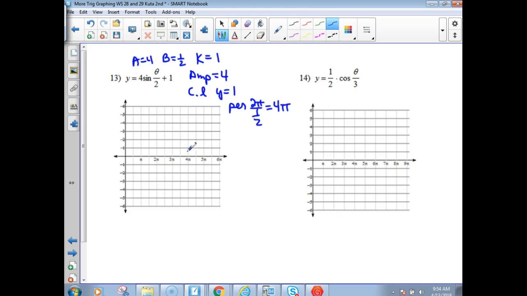So this would be where one cycle ends. I'm just marking it off so you can see. The center line is at 1. The amplitude is 4, so I'm going to have to go up to 5, 4 above the center line, and down to negative... I have to go 4 down, 1, 2, 3, 4, so I'll be at negative 3 for my min.